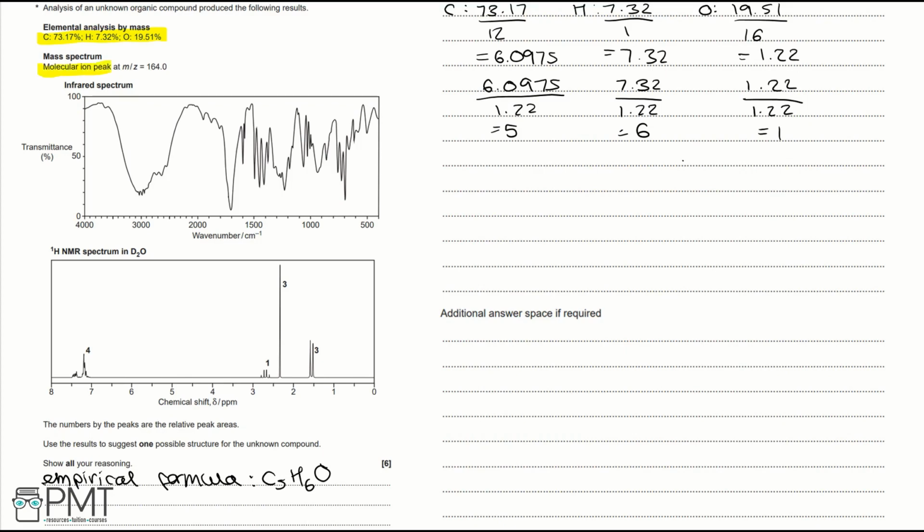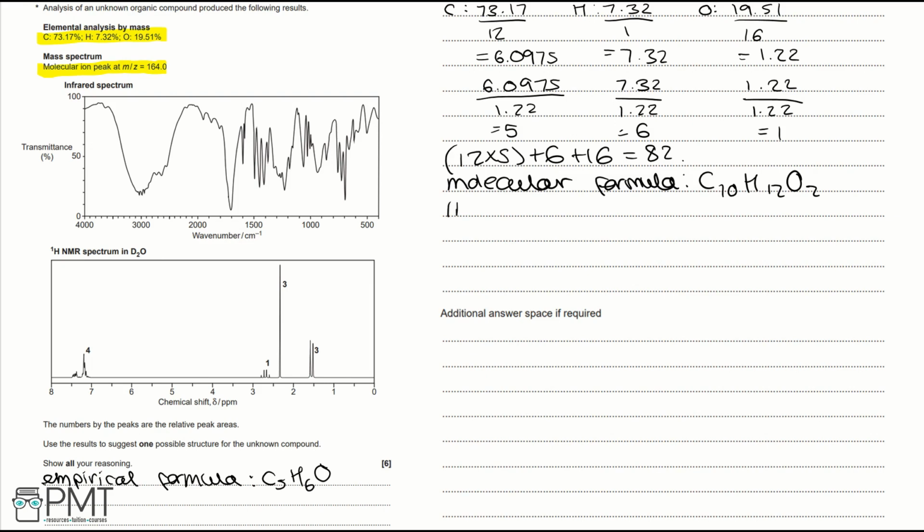We do this using our mass spectrum data. So firstly, we need to work out the relative formula mass of our empirical formula. So that would be 12 times 5 plus 6 plus 16, and that equals 82. But we're told that the molecular ion peak is at 164. So that would make our molecular formula twice our empirical formula. So we need to multiply by 2, and that would equal C10H12O2.